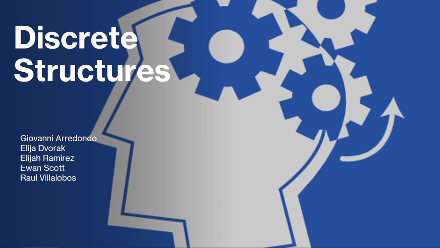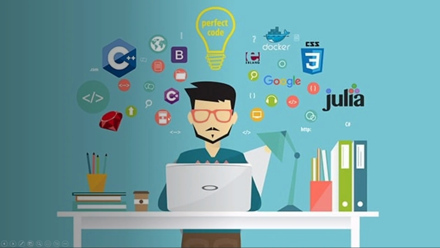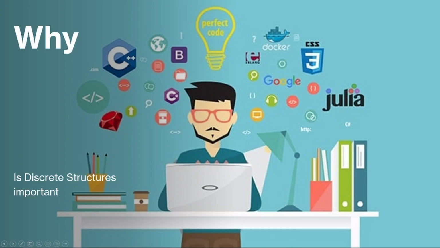I will be going over the first part, and that first part will be: why is discrete structures important? That is because it forms the mathematical foundation of computer science. It enables us to model, analyze, and solve real-world problems in areas such as algorithms, data structures, networks, or even cryptography, and more, essentially powering the logic behind modern technology.